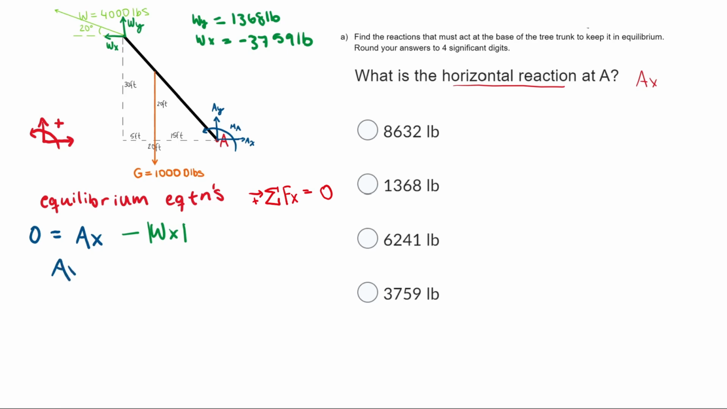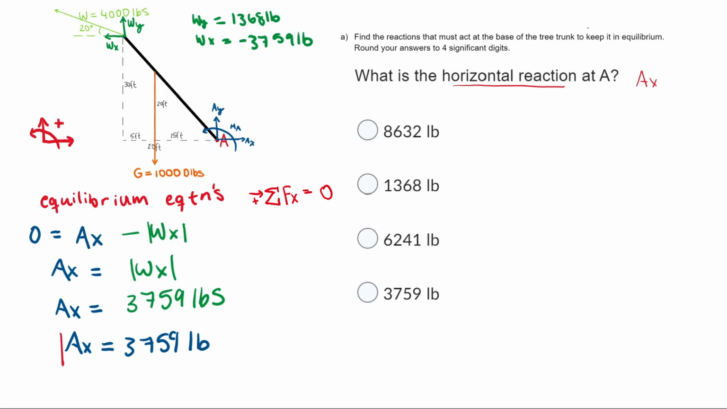So rearranging this equation, we get that AX is equal to the absolute value of WX, meaning that AX is simply equal to 3,759 pounds, making this the correct option.